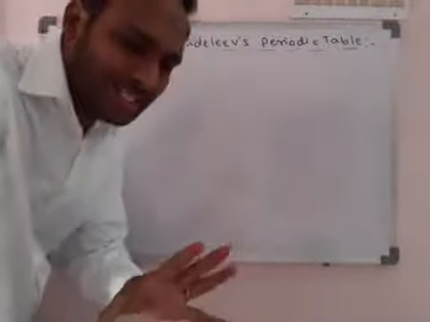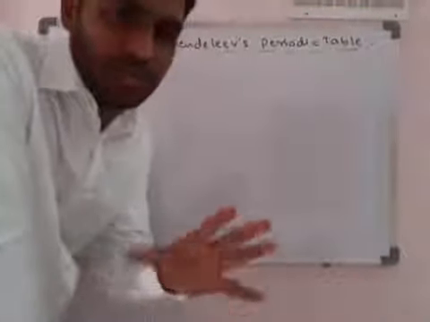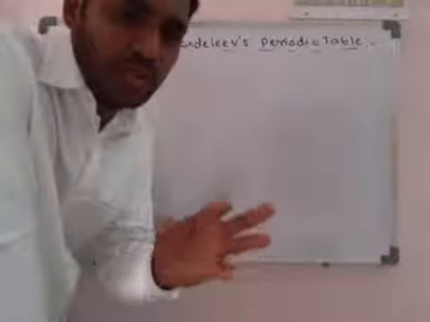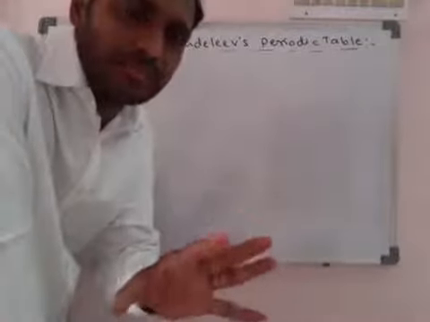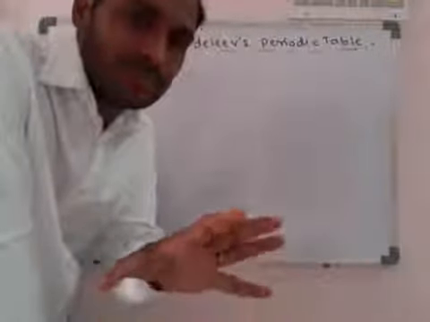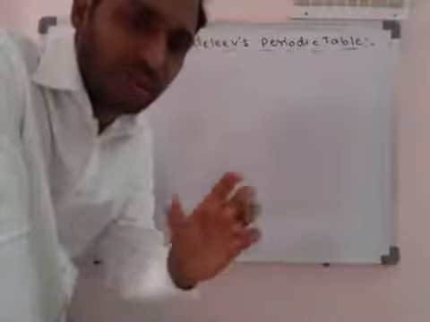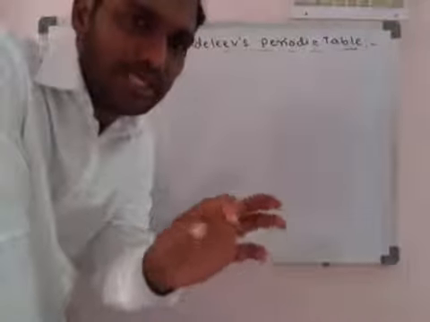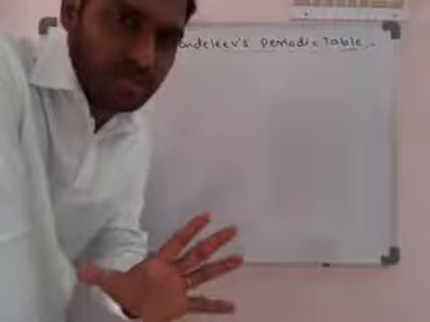So he arranged the elements. First we give the information, then we write the points. Okay, he arranged the elements in the increasing order of their atomic weights. Already his law said that it totally depends on atomic weight. So he arranged the elements in the table. Table means in the form of a tabular form. So in that tabular form he arranged the elements in the increasing order of their atomic weights. Okay, that's the first point.